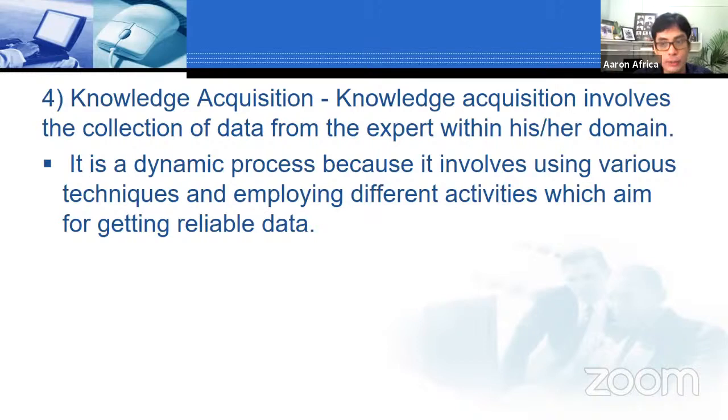They are data structure 1 and it's converted to data structure 2. Now, it is a dynamic process, okay? Because it involves using various techniques and employing different activities, which aims at getting reliable data. Now, this is what is good about an expert system in an organization, because whenever there are new problems, you just input it in the expert system. In theory, the more data the expert system has, the more accurate information it can give.